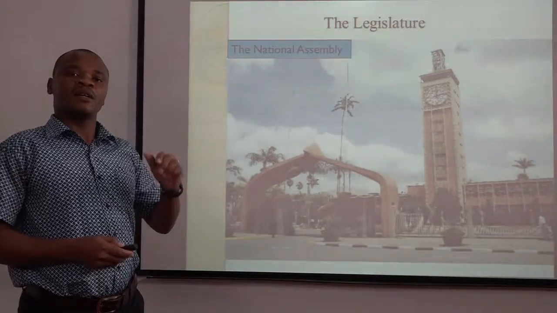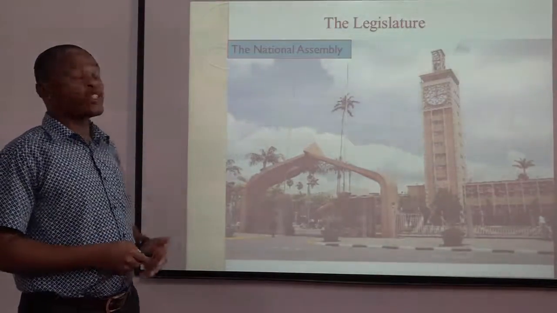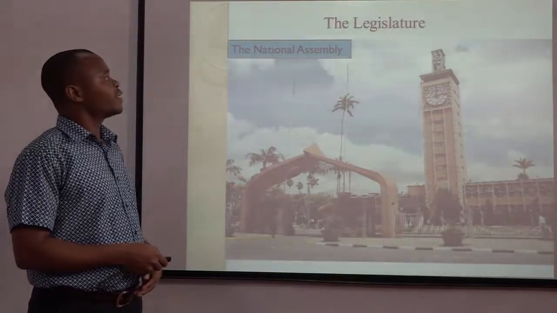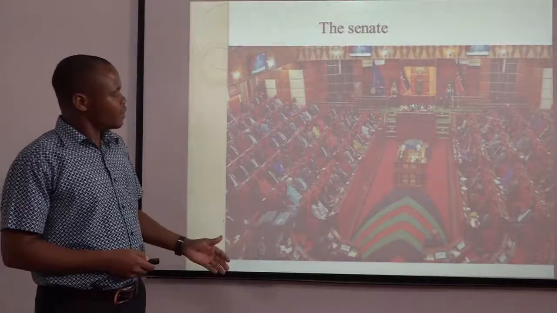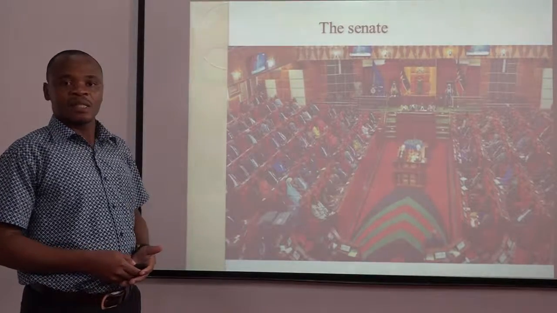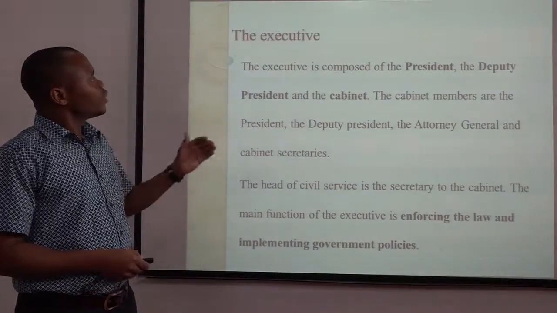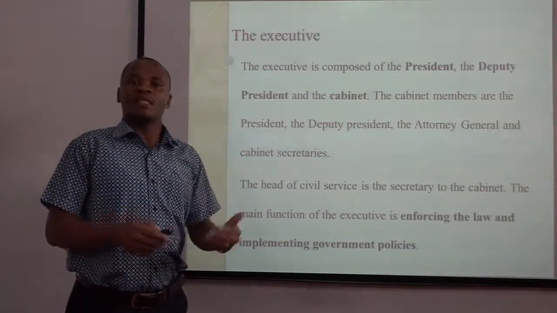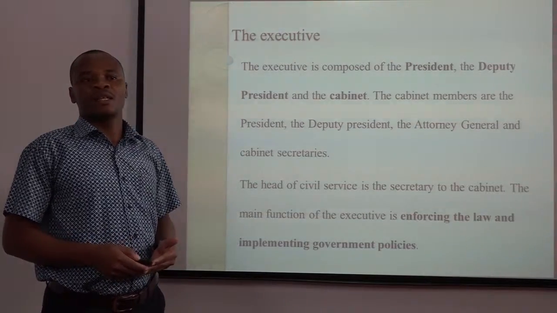The legislature is categorized into two. We have the National Assembly and the Senate. So this is the Senate. The senators are in one of the sessions. So let us now discuss these three arms of government briefly.